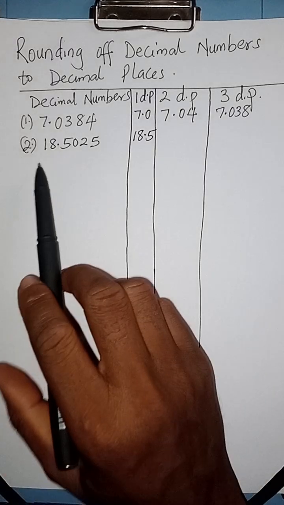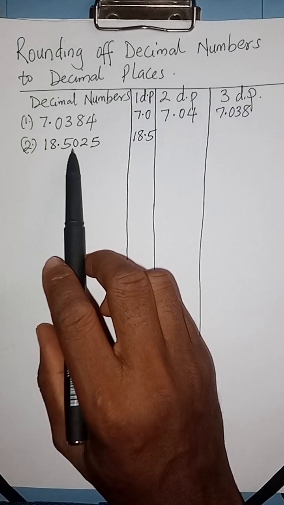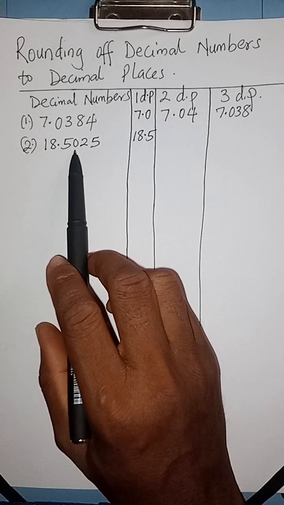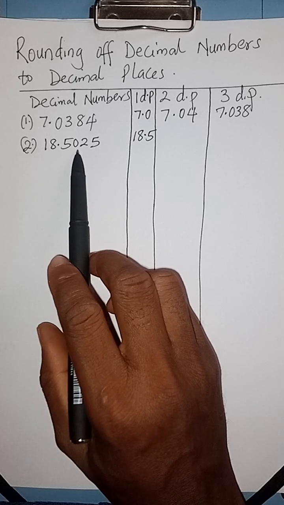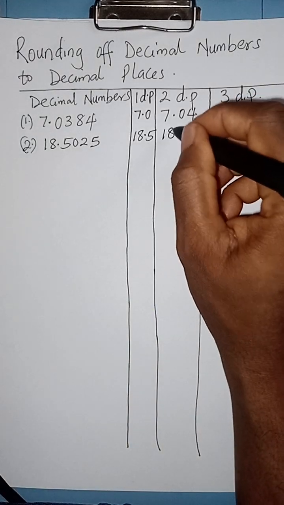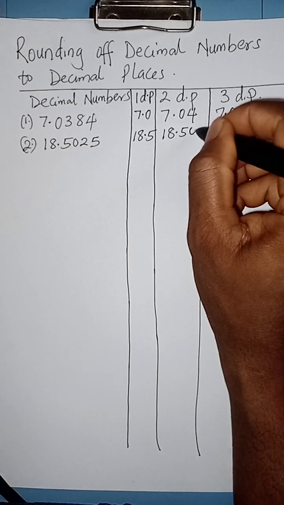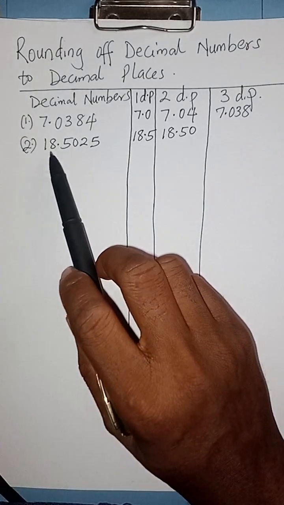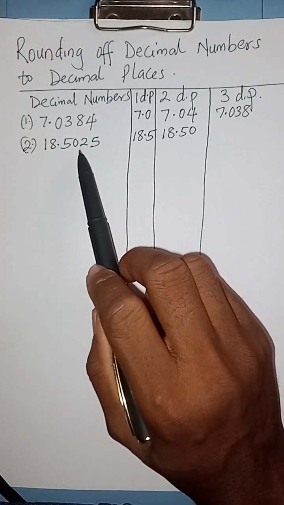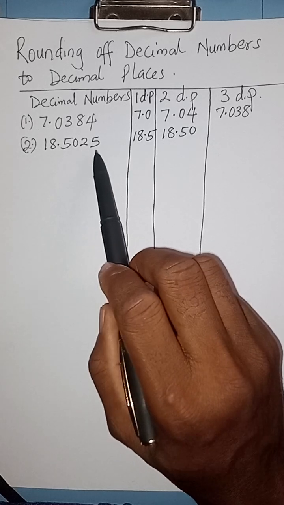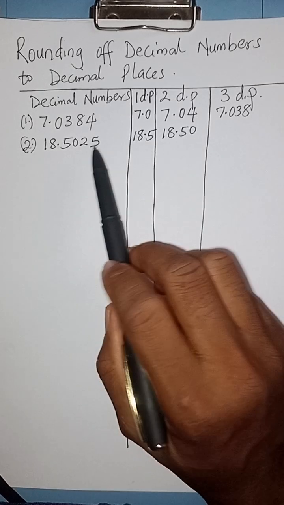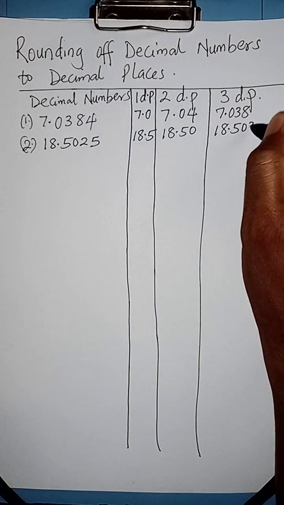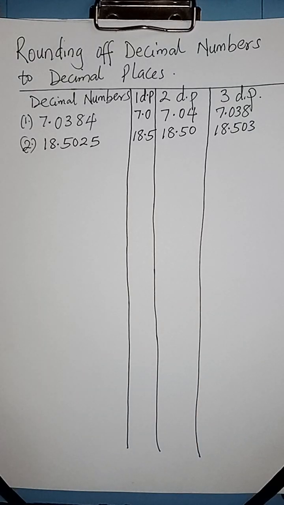To two decimal places will be 18.50. Now before you write the 0, you check the digit after the 0. It is 2. So that tells you you're also rounding down. So my answer is 18.50 to two decimal places. The three decimal places is going to be 18.502. Now, before you write the 2, you check the digit after 2. It's 5. It tells you you are rounding up. So by adding 1 to the 2, it becomes 18.503.